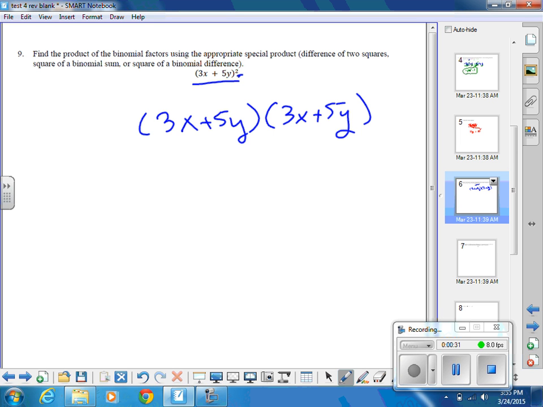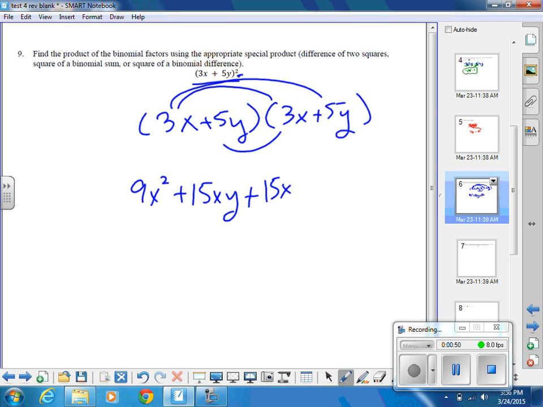All right. Using FOIL, we're going to get 3x and 3x is going to give me 9x squared. Okay. And then I'm going to do my outers, which is going to be 3x and 5y, which is going to be plus 15xy. Then I'm going to do my inner, which is going to also give me another 15xy. And then my last is going to give me 25y squared.